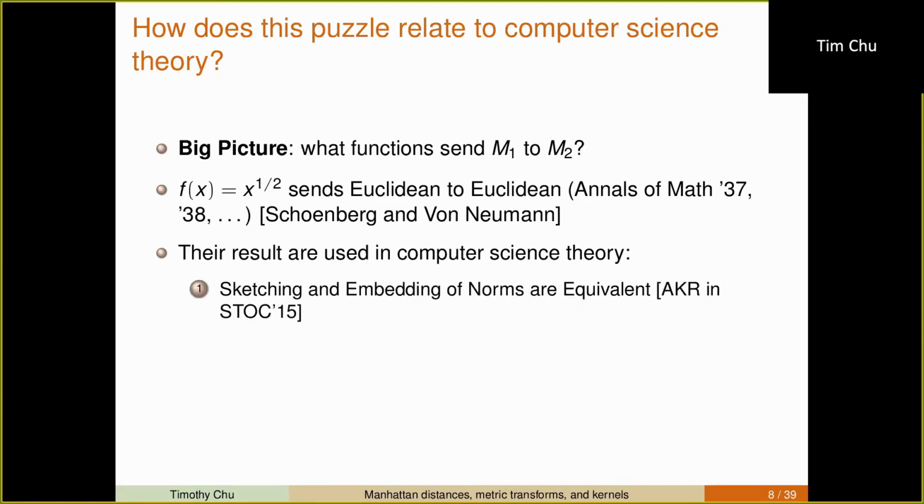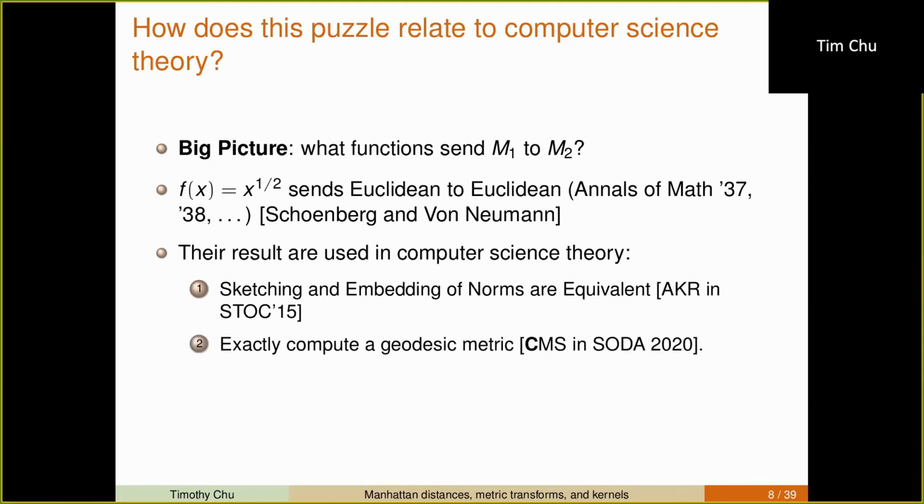So it turns out that this kind of result, when M1 and M2 are Euclidean distances, is integral in a lot of embedding theory. Recently, Andoni, Krauthgamer, and Razenshteyn showed in STOC 2015 that sketching and embedding of norms are equivalent. And key to their proof is the fact that x to the 1/2 sends Euclidean distances to Euclidean distances. Again, this is a completely non-obvious fact.